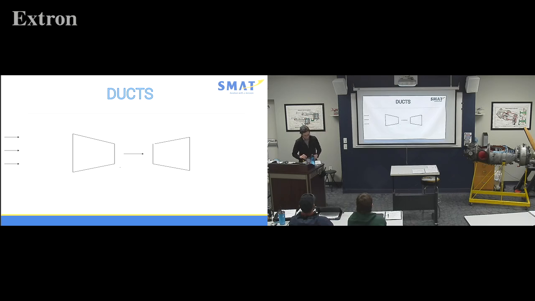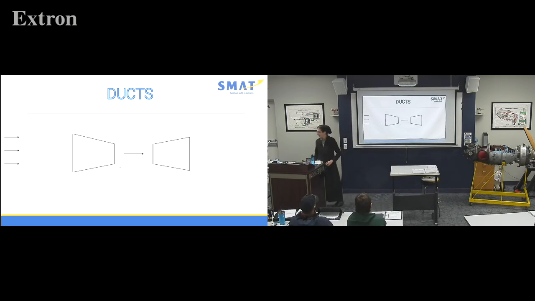So do you remember from physics the name of this duct? Just this one that's converging down. And what about the name of just this duct over here that's divergent? So we have convergent, converging together, and divergent, diverging apart.